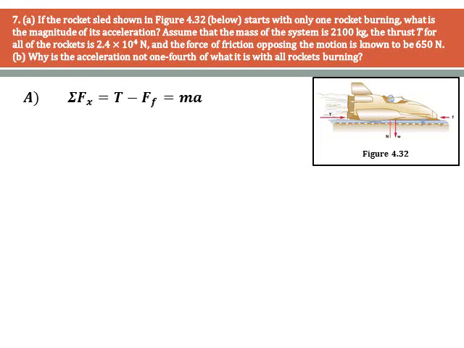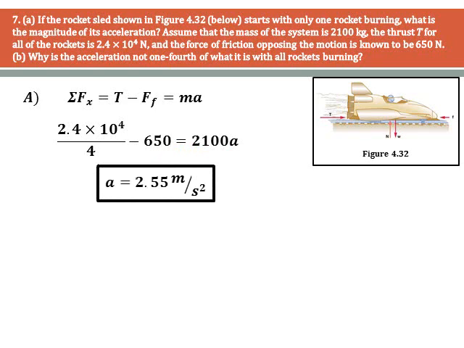Okay, so looking at just the horizontal direction, it's pretty simple, so I didn't draw a free body diagram. We only have the thrust, that's 1/4 of the thrust actually, minus the force of friction equals mass times acceleration. So I take 1/4 of 2.4 times 10 to the 4th minus 650, because that's the friction. It's going to be equal to 2,100 times acceleration. Calculate that out, we get acceleration is 2.55 meters per second squared.